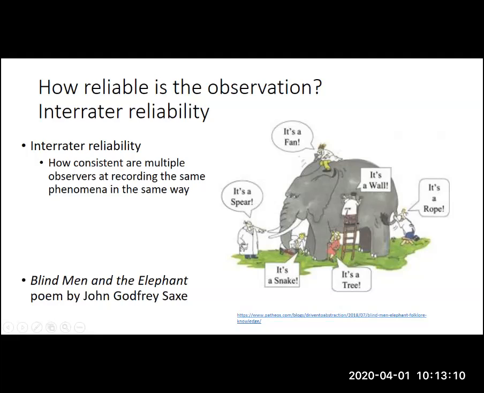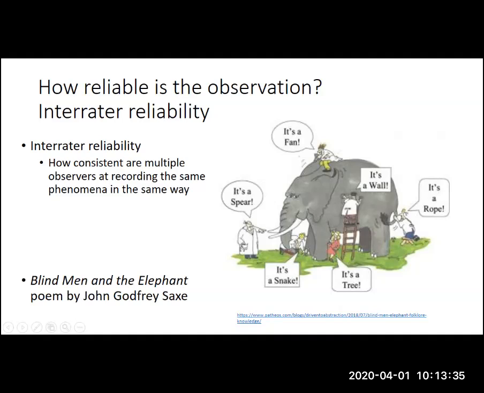Guy over here taking a look at the legs, saying it's a tree. Actually, that looks like a girl, a female scientist. A rope back here with the tail, a wall for the body, the ears over here potentially as a fan, the trunk as a snake.